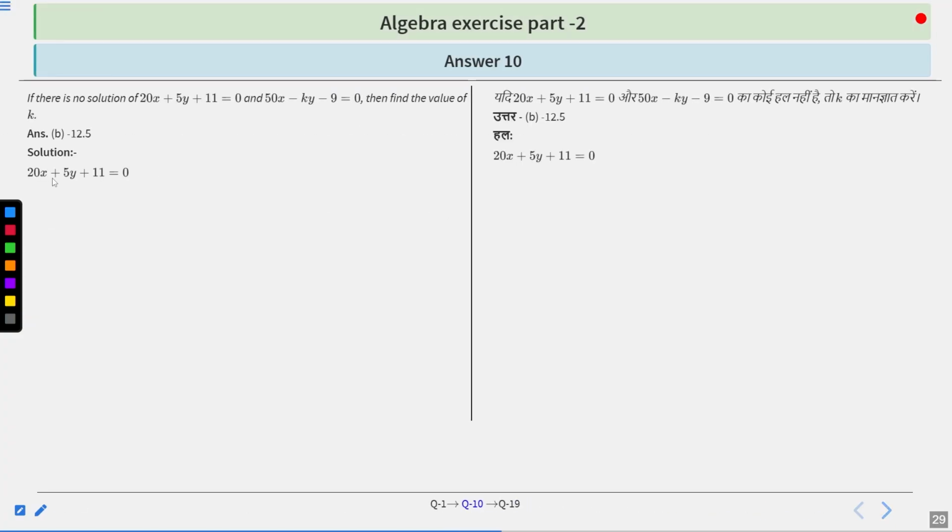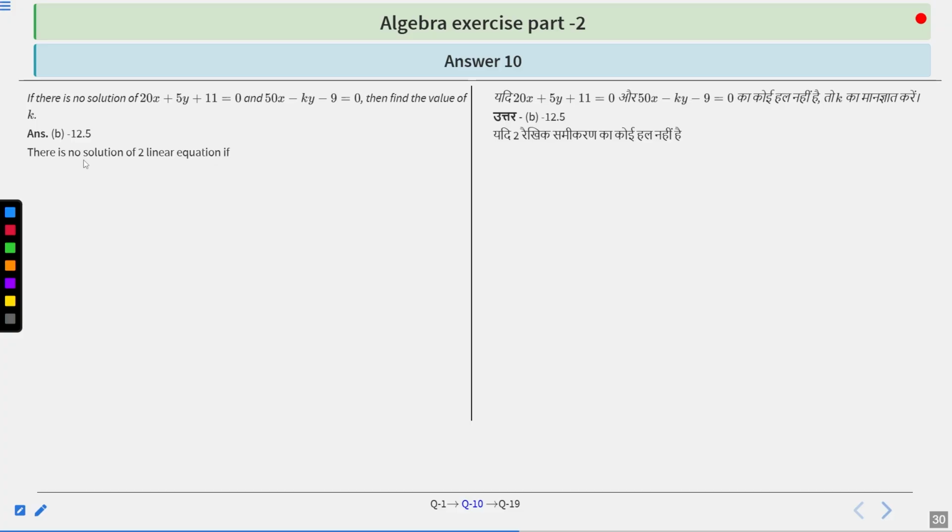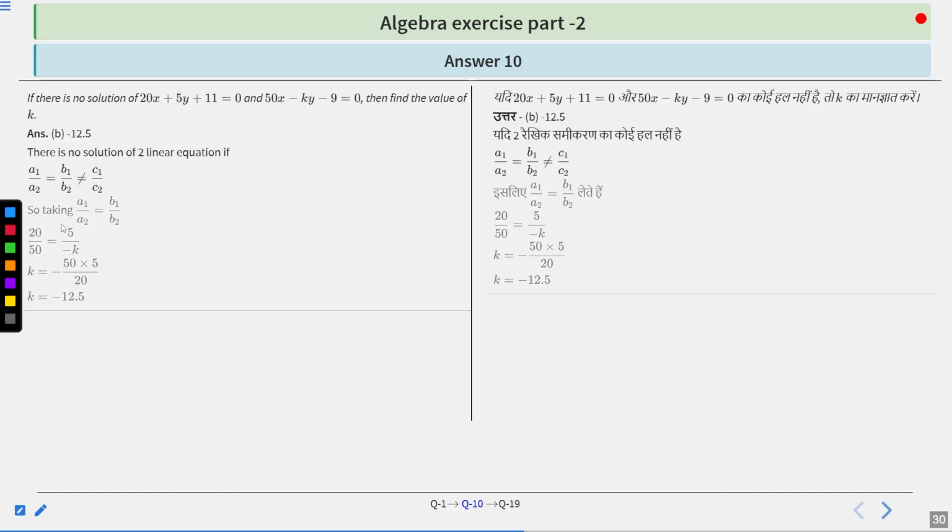The equation was 20x plus 5y plus 11 equal to 0. And next one was 50x minus ky minus 9 equal to 0. So we can say that a1 is 20, b1 is 5, a2 is 50, b2 is minus k, c1 is 11. There is no solution of two linear equations if the condition for the no solution is a1 upon a2 equal to b1 upon b2, but b1 upon b2 is not equal to c1 upon c2.